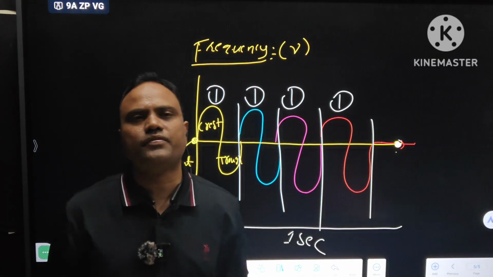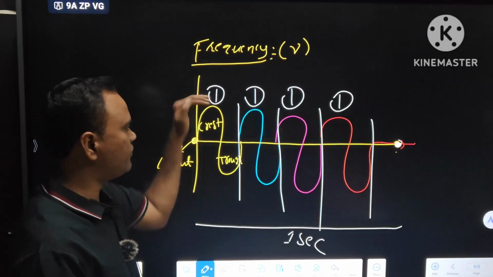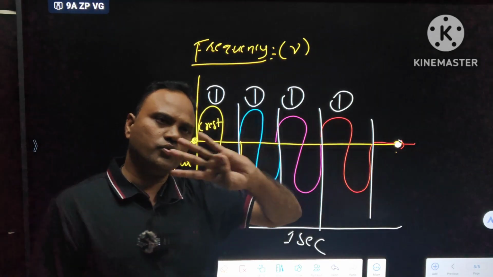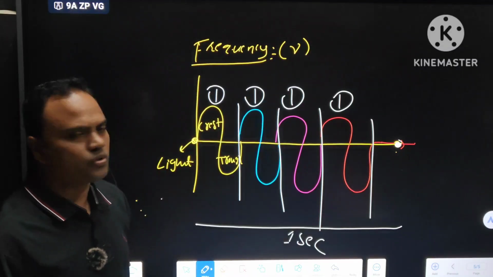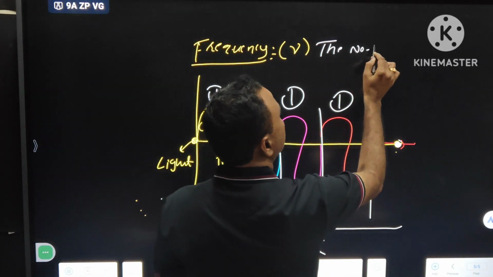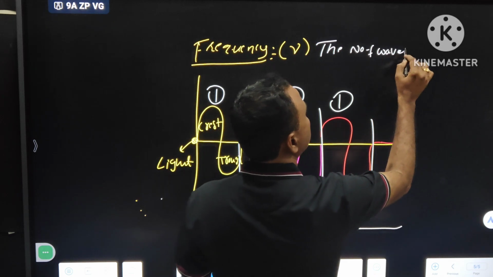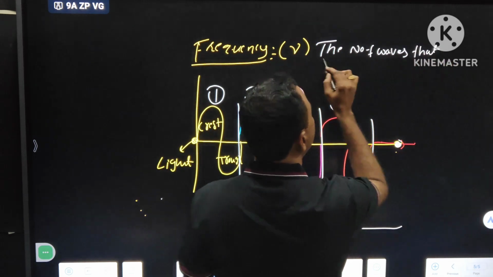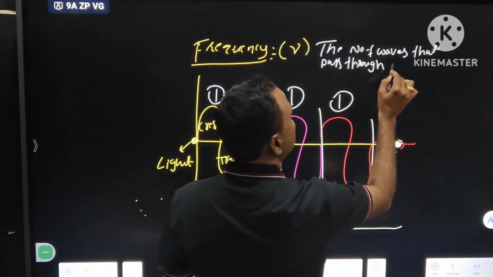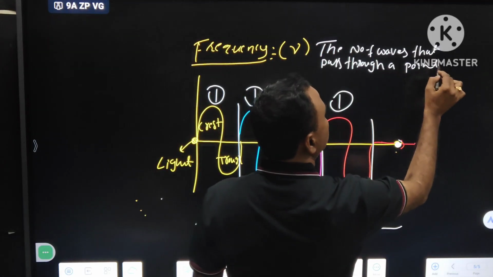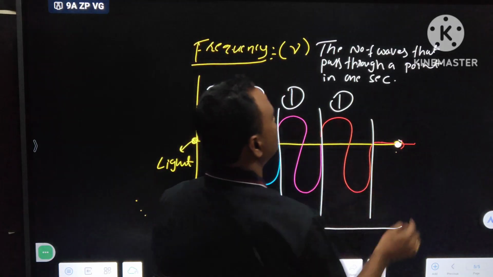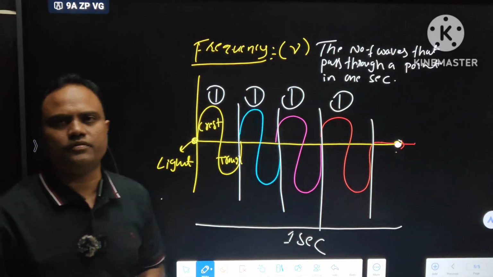In this diagram, what is the frequency? 4. Because how many waves are passing through this point? 4. So frequency is 4. Definition: the number of waves that pass through a point in 1 second is called frequency.